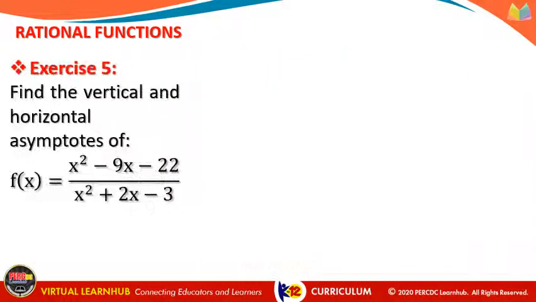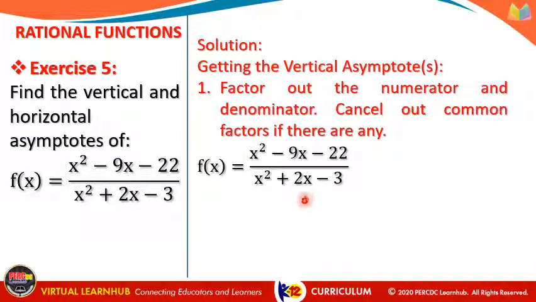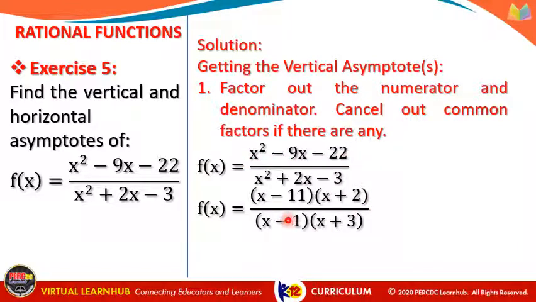Sige. Exercise 5 tayo. Find the vertical and horizontal asymptotes of x squared minus 9x minus 22 divided by x squared plus 2x minus 3. Let's start with the vertical asymptote. Factor out and cancel if meron man. Let's factor out x squared minus 9x minus 22. That's x minus 11 times x plus 2. Ano naman ang factor ng x squared plus 2x minus 3? Malalaman natin, it's x minus 1 times x plus 3.